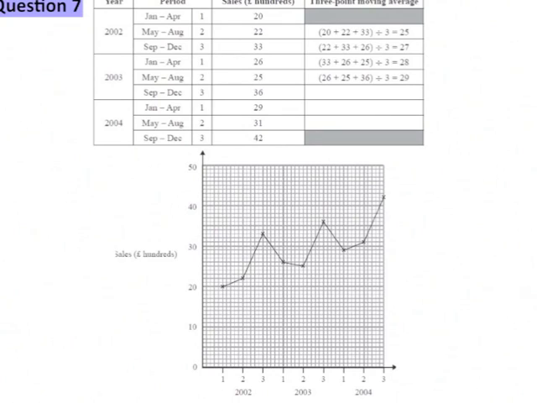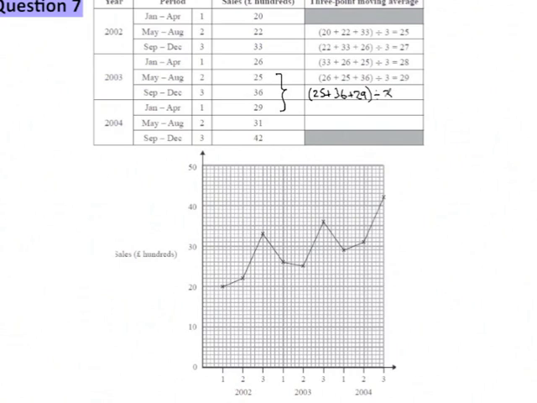Question number 7. A gift shop sells wrapping paper. The table gives information about the sales of wrapping paper in pounds for successive 4-month periods from the start of 2002 to the end of 2004. We're asked to complete the table to show the other 3-point moving averages. We can see here that our next one will come from taking these 3 values, adding up, dividing by 3.